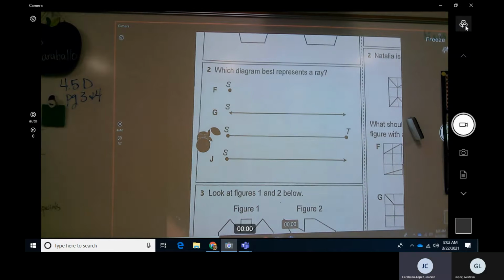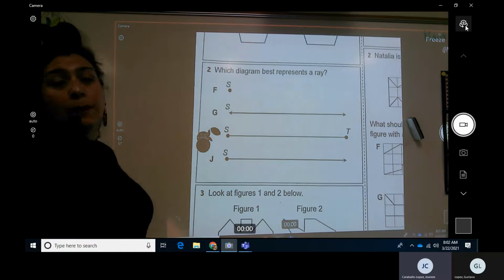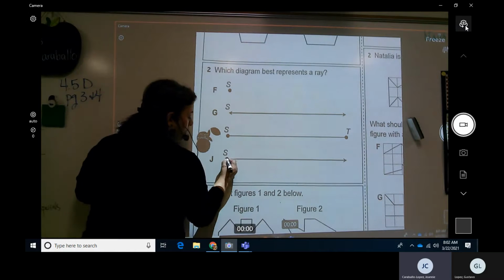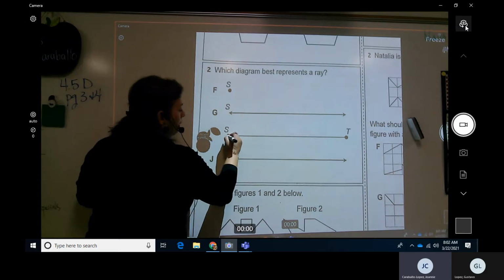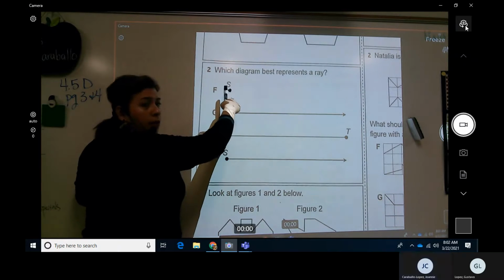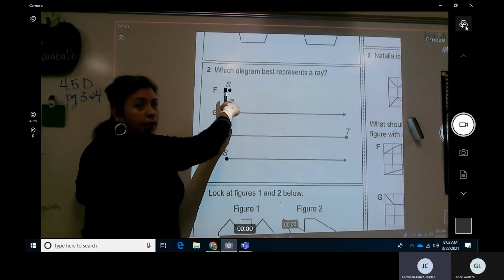Okay, so in Spanish, una semirrecta es una parte de una recta que tiene un extremo y continúa sin fin en una dirección. Se llama semirrecta, okay? So it has a beginning and an ending point. So this is my end point. This is where it stops. Is this a ray? ¿Esto es una semirrecta?